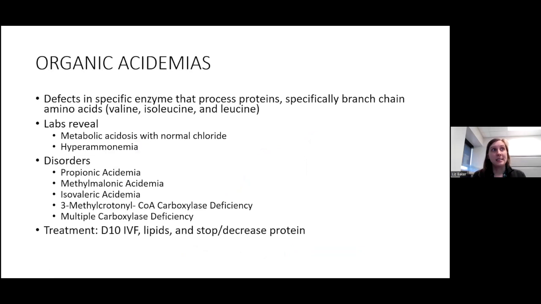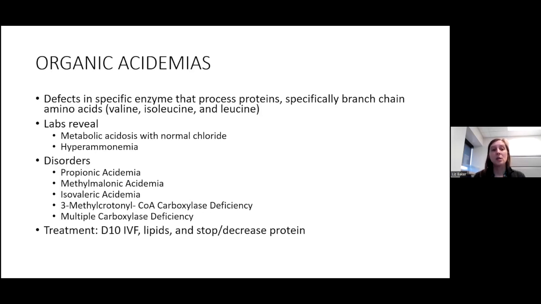Next is organic acids and those disorders. Those are defects in specific enzymes that process amino acids, specifically the branched chain amino acids: valine, isoleucine, and leucine. And these labs will reveal metabolic acidosis with a normal chloride and hyperammonemia, but not as high as those in urea cycle defects. Those are the highest for ammonias.